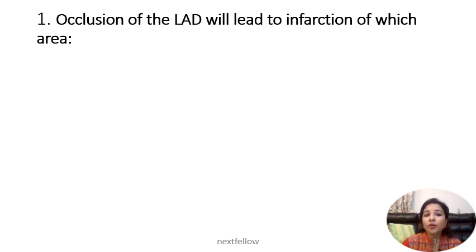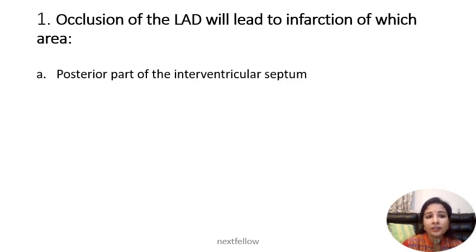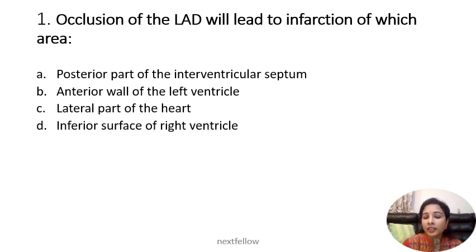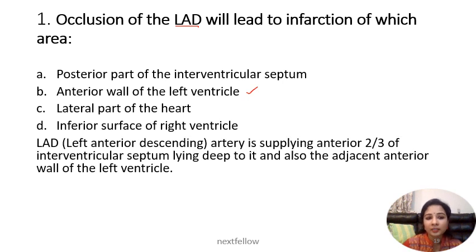Occlusion of the left anterior descending artery will lead to infarction of which area? I'll give some choices: posterior part of the interventricular septum, anterior wall of the left ventricle, lateral part of the heart, and inferior surface of the right ventricle. We know that the left anterior descending artery, which is nothing but the left anterior interventricular artery, supplies the anterior wall of the left ventricle, and it also supplies 2/3 of the anterior part of the interventricular septum. So let's see the explanation of it.